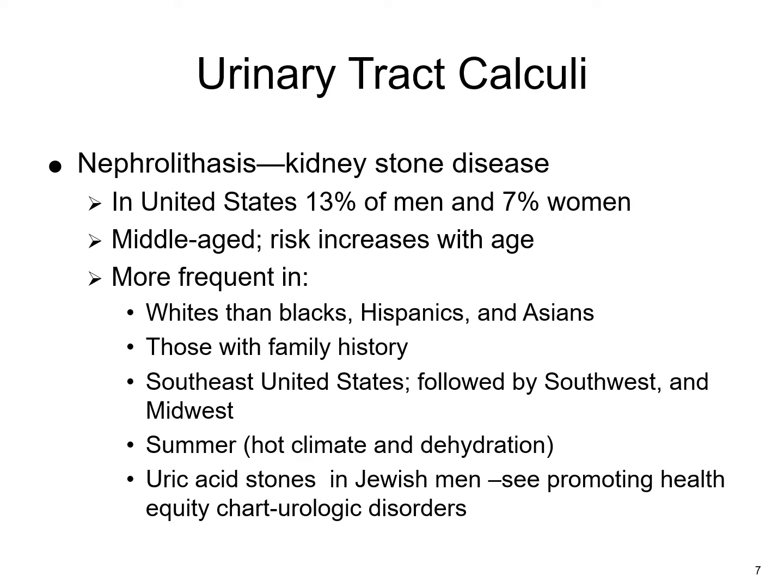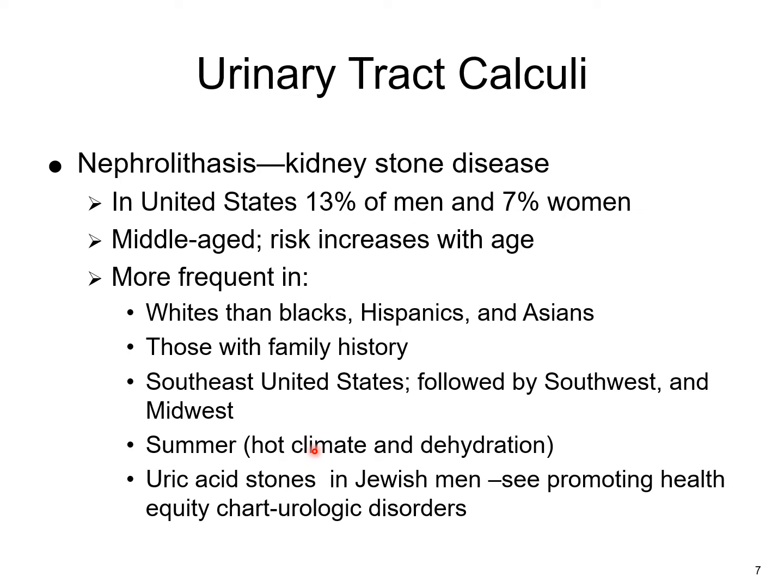So we're now going to start talking specifically about kidney stones, and you see here that the term for it is nephrolithiasis, right? So in the United States, apparently 13% in men and 7% in women. Middle age primarily, increases with age, is a risk factor, and then more frequent in whites than blacks, Hispanics and Asians, those with a family history, and then you have all these different areas in the United States where it happens the most.